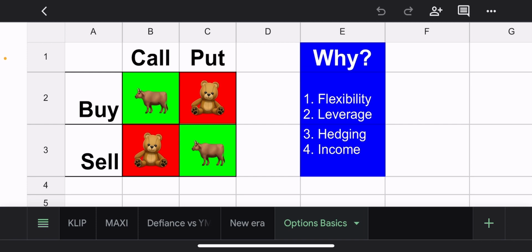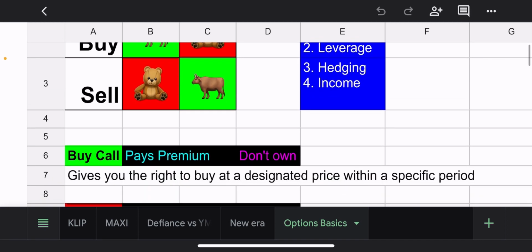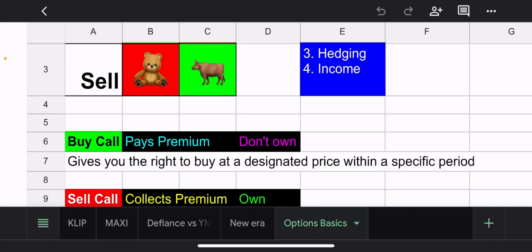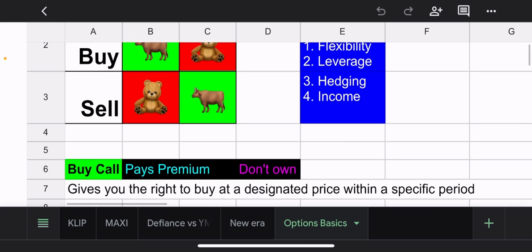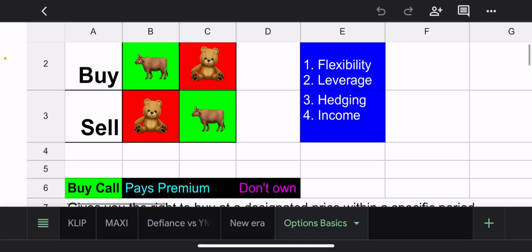Anyway, number 2. Why would you want to do options? And that's leverage. And that applies to buying calls, right? So if I want to buy Tesla, because I think it's going to go up, sometimes people can't afford it. Some of these stocks are unaffordable. But you know what is affordable? Buying a call on them. The premium, you can afford that premium.